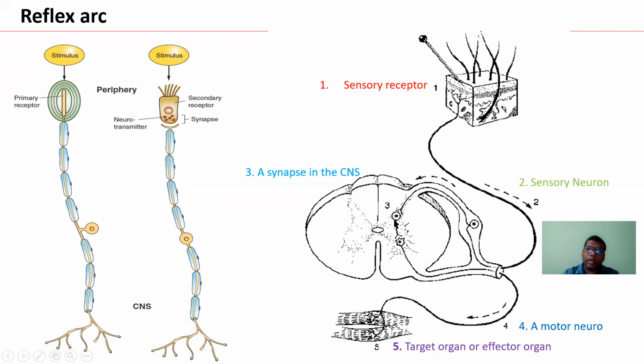So here you have to remember there may be an interneuron to form a reflex arc, but an interneuron is not always necessary to form a reflex arc. So these are the 5 components we have to form the reflex arc. The additional component is the interneuron. So that is not necessary always.